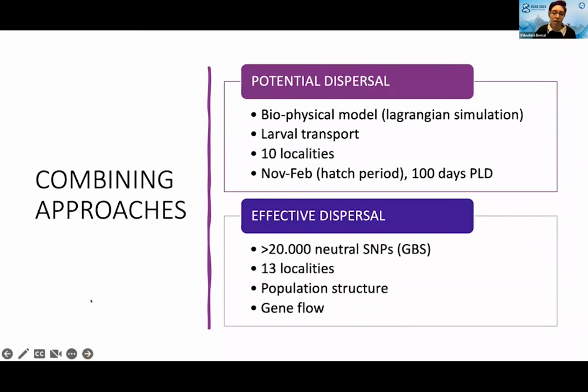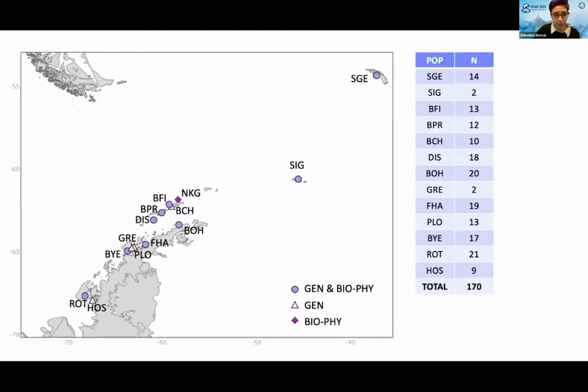Then to study effective dispersal, we use genetic approaches. We studied more than 20,000 neutral SNPs obtained by GBS from 13 different localities. And we study population structure and gene flow to see contemporary connectivity.